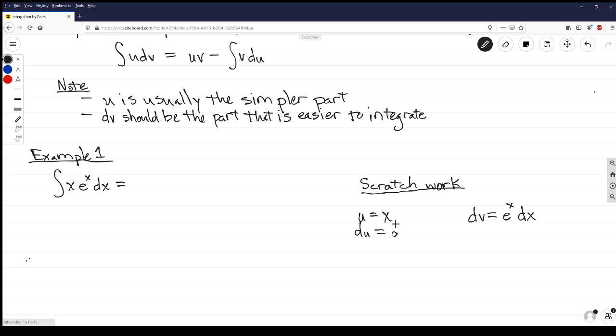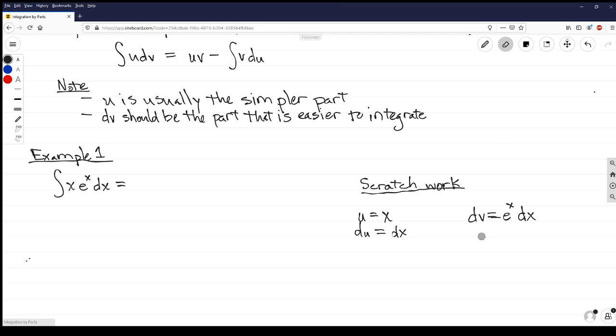du equals dx. Okay, we can't leave it as just 1. It has to be 1 dx, kind of like what we've done on substitution when we're doing integration by substitution. Alright, so we need to differentiate the u, but then we need to integrate the v, this dv part here. Now, the good news is that when we're talking about this one, we know that the integral of e to the x is e to the x.